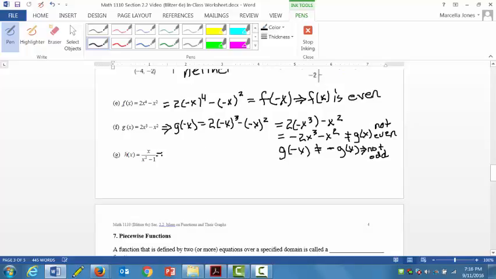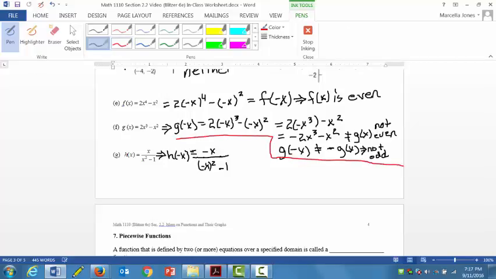So let's look at h of x. If I replace x with negative x, I get negative x over the square of negative x minus 1, which simplifies into negative x over x squared minus 1.